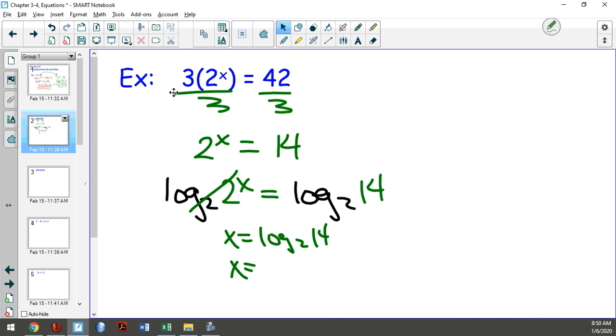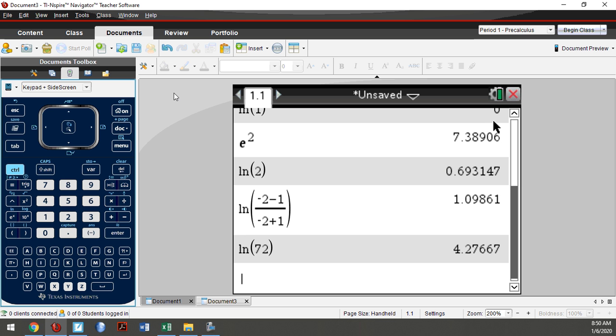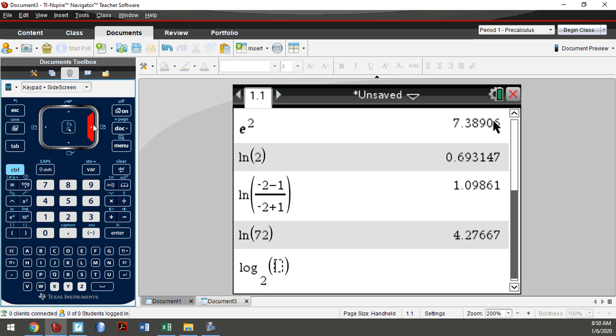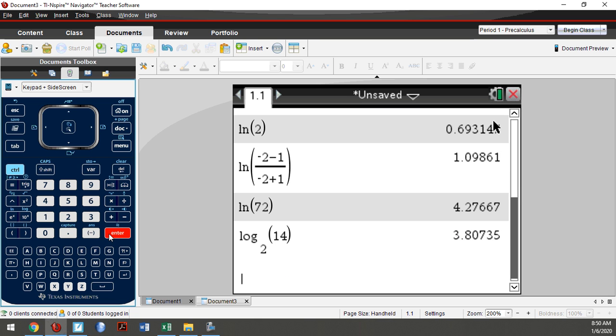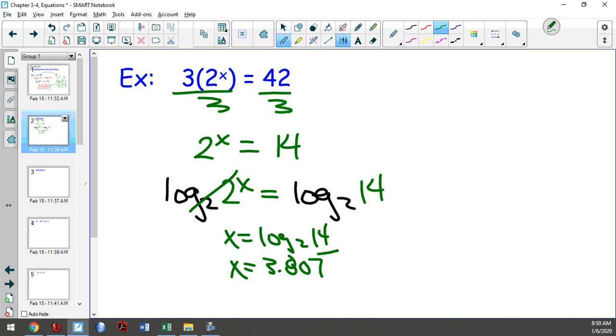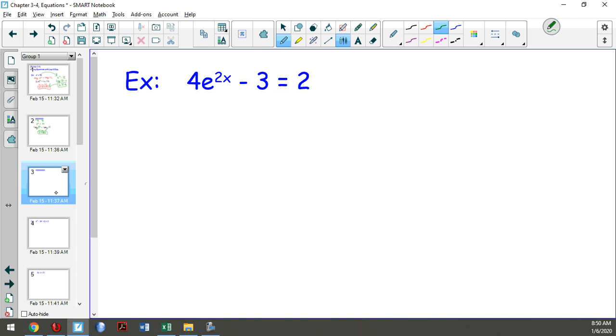So that means if I come over to my graphing calculator and I type that in, I hit Control 10 to the x. I'm going to go ahead and put a 2 there for the base, arrow to the right, and make this a 14, and hit Enter. And that's going to be 3.807. Yes? Do we all understand that? We good? Okay, next. How do I do this one?